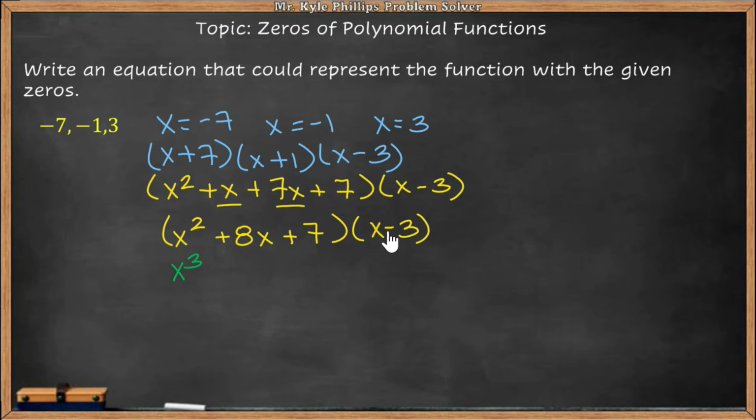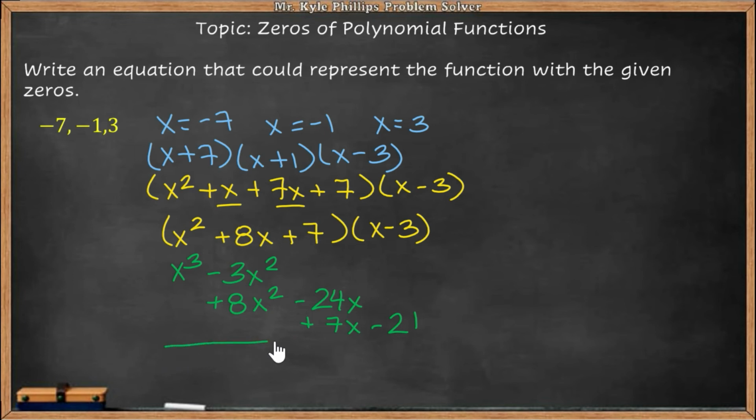x squared times -3 is going to be -3x squared. Then I'll move to the next term. 8x times x is going to be 8x squared. So I'll put that under the -3x squared. So here we have 8x squared. 8x times -3 is -24x. Then I have 7 times x, so I'll add that under the 24x. And then 7 times -3 is -21.